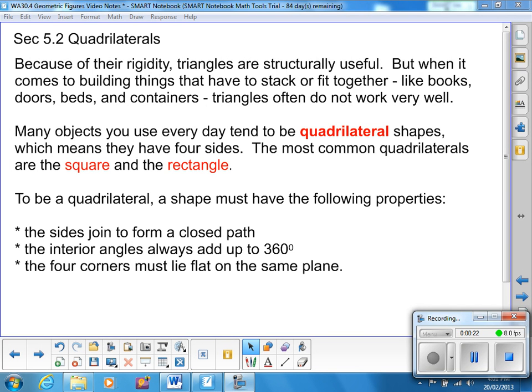The most common quadrilaterals are the square and the rectangle. To be a quadrilateral, a shape must have the following properties. The sides join to form a closed path. The interior angles always add up to 360, and the four corners must lie flat on the same plane.